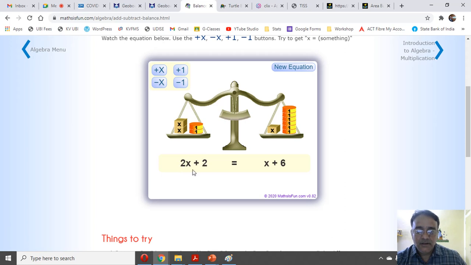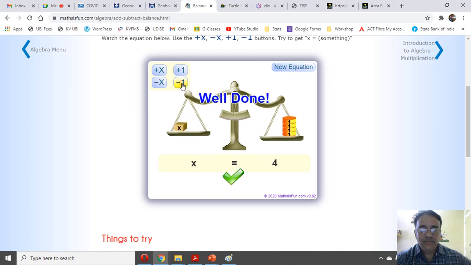Suppose 2x plus 2 is equal to x plus 6 is the given equation. To solve, we will keep the variable on one side and the constant on the other side. So I want x on this side. So I will click on minus x, so it will subtract x from both sides. So the variable is balanced. Now I want to balance the constant. So I will remove this 2 by subtracting 1. Okay, now the problem is solved.